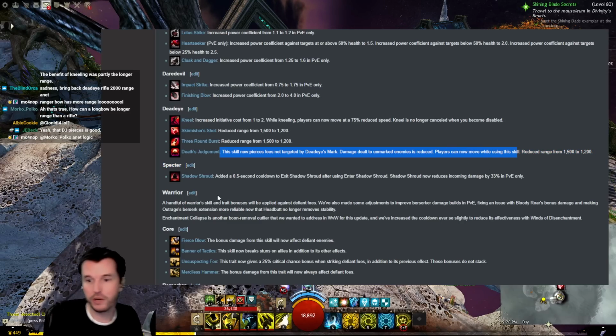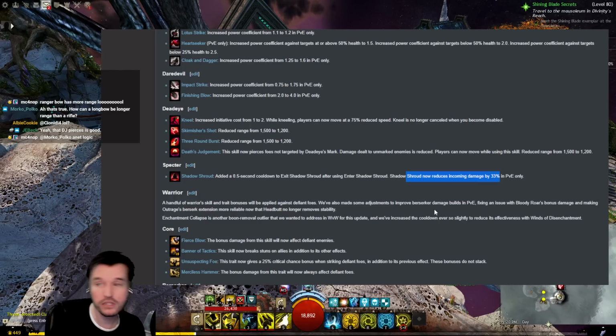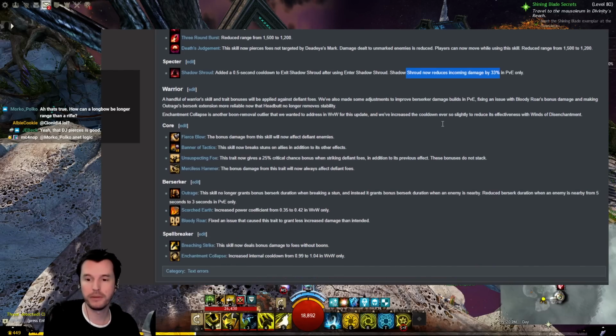Spectre Shadow Shroud: added a half second cooldown to exit Shadow Shroud after using Enter Shadow Shroud. I think that's just so if you're mashing the key trying to enter the shroud, you don't accidentally immediately exit it. While in Shadow Shroud, incoming damage you take is reduced by 33% in PvE only. So that's nice. We'll see if it's enough to bounce back from the earlier thing.